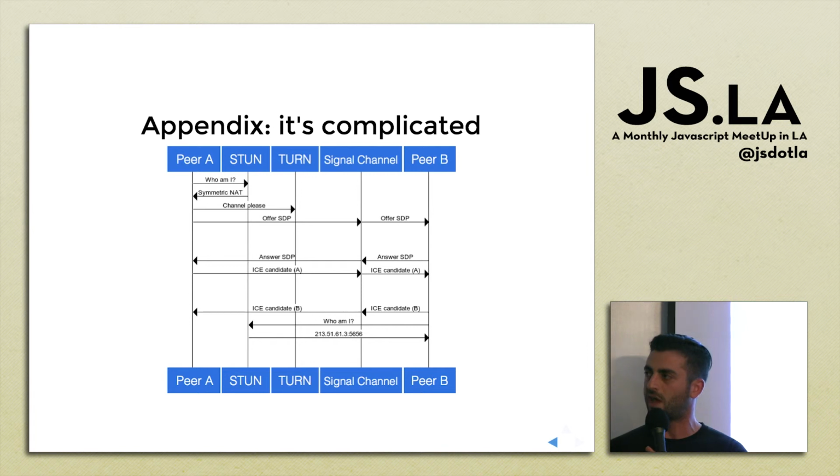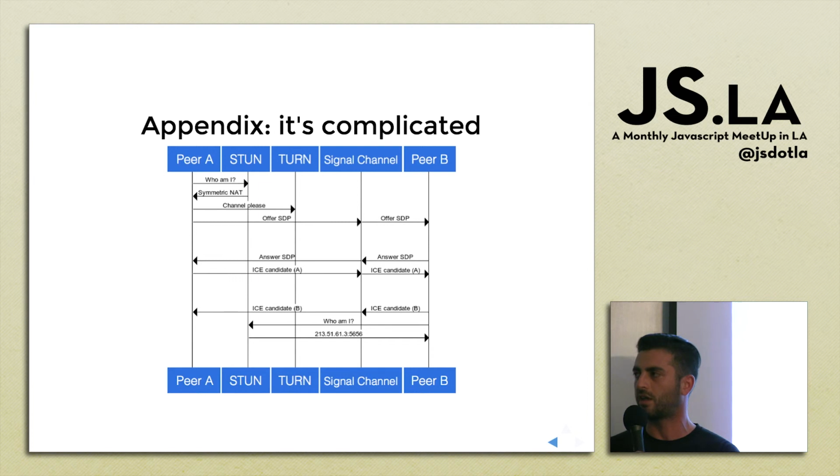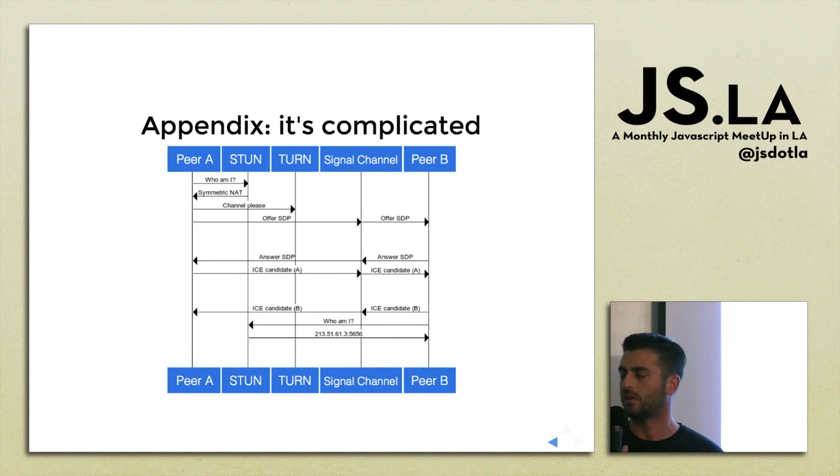But with a symmetric NAT, it changes every time you make a request, or based on the location of the request that you make. So in symmetric NAT cases, it will have to fail over to a TURN server. And that goes to the server? Yeah, that gets relayed.